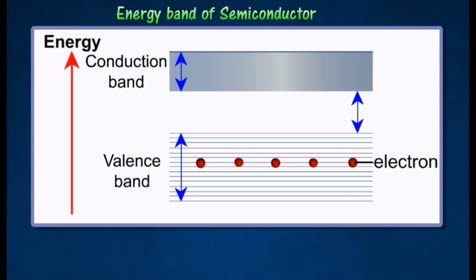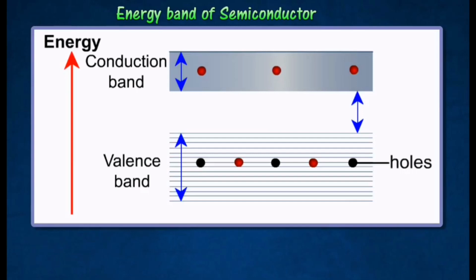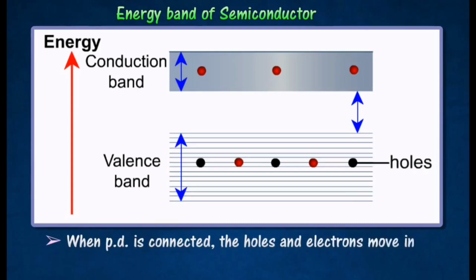At higher temperatures, electrons excited by heat energy can gain enough energy to jump from the valence band to the conduction band. When this happens, the electron leaves holes in the valence band. These holes behave like positive charge carriers, and can also move freely. When a potential difference is connected across a semiconductor, the holes and electrons move in opposite directions. Thus, both charge carriers contribute to the current that flows.